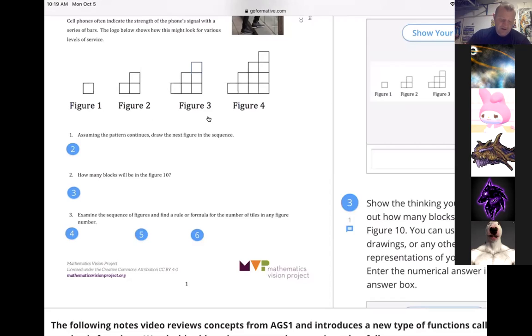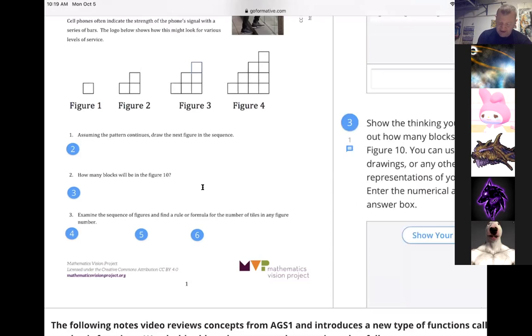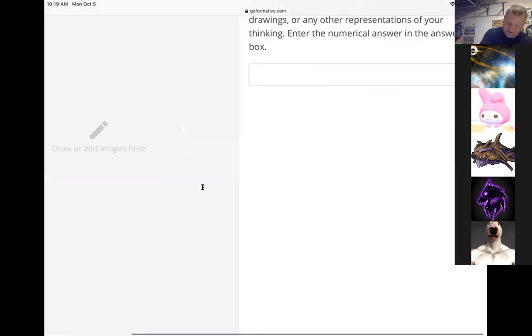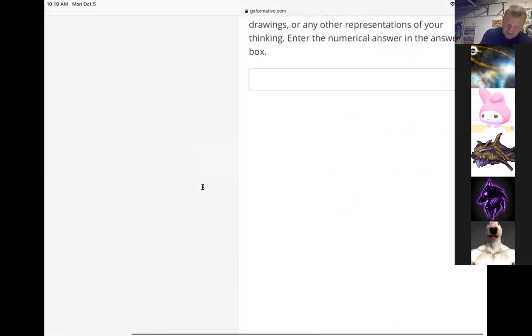How about 3 though? How many blocks are in figure 10? I'm seeing a lot of interesting stuff on my screen. You guys got to realize, in normal school, I can't see all this stuff on your paper. So this is kind of cool to be able to see how people are thinking about this. Some people just chose to straight up draw it. So they noticed that, for figure 10, hold on a sec.